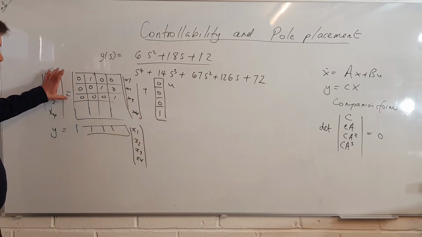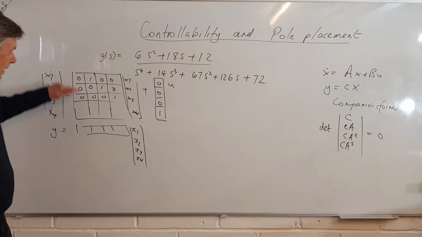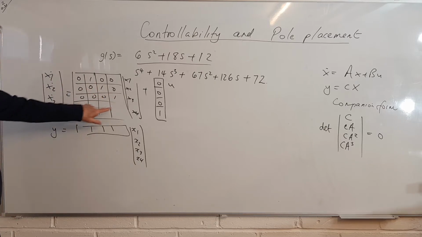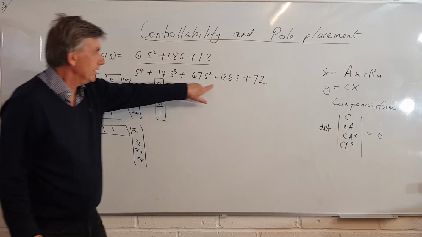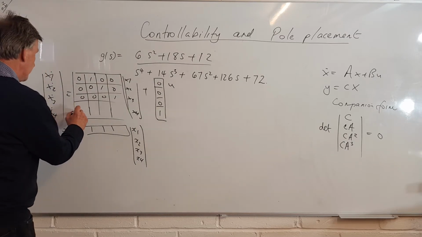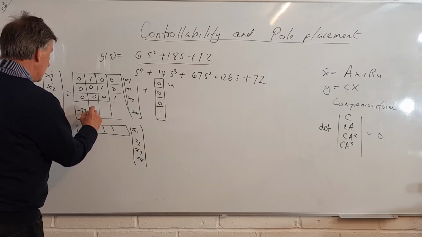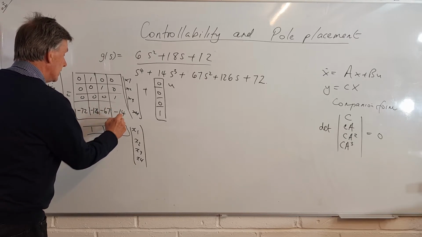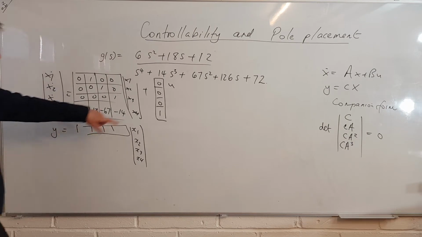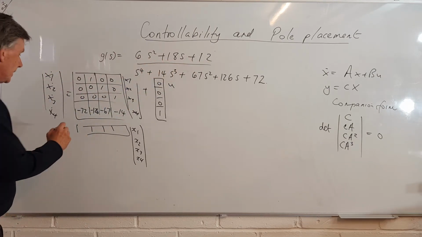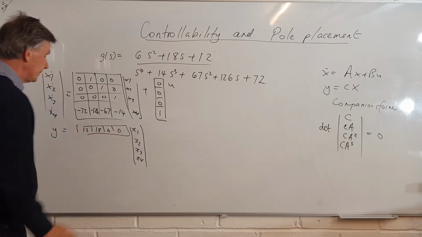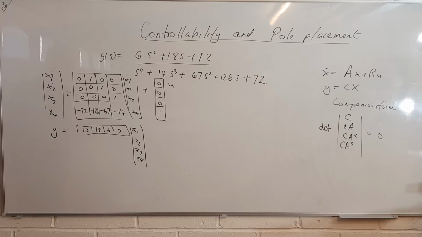So we fill in the whole top with zeros, put a 1 down there, put a set of 1s, not on the main diagonal, but 1 off, and then these numbers here are these numbers here in reverse order with negative signs. So it's going to be minus 72, minus 126, minus 67, and minus 14. And these numbers here are those numbers there in reverse order. So it's going to be 12, 18, 6, and 0. So this now is our state space representation of our transfer function.